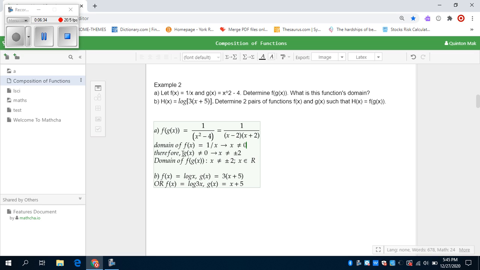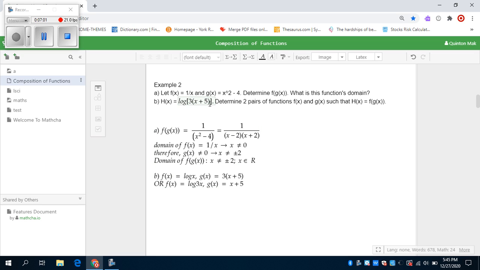And so x is unequal to plus or minus 2. And we can also just look at this as a rational function and determine this. So the domain of f of g of x is x is unequal to plus minus 2, x for all real numbers. For B, remember a composite function is when you have one function inside another function.